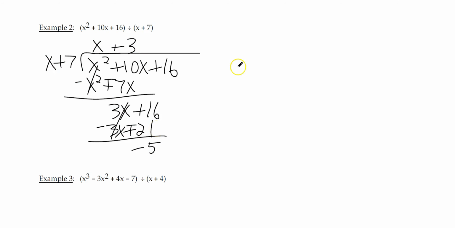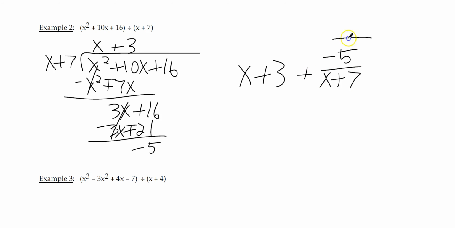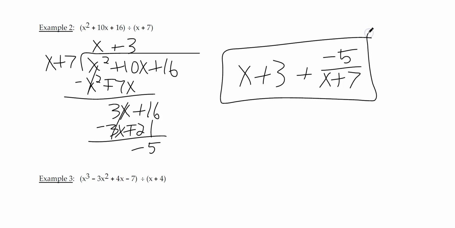You write your answer and then add the remainder, divide by your divisor, the denominator. Now you could just do a subtract instead of this add negative, but they both work just fine. But important to add the remaining term.